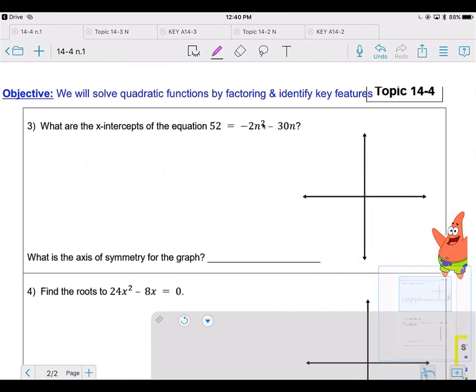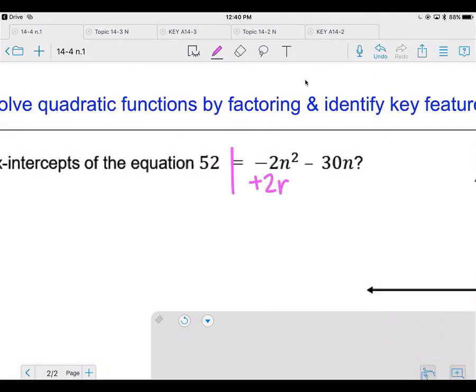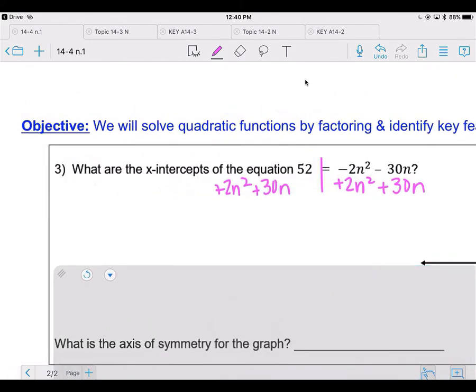Problem 3 on the back asks us again for the x-intercepts of this equation. 52 equals negative 2n squared minus 30n. So I need an equal 0. That's my first step. So I'm going to move the negative 2n squared and the 30n and put it over here. So 2n squared plus 30n plus 52 equals 0.